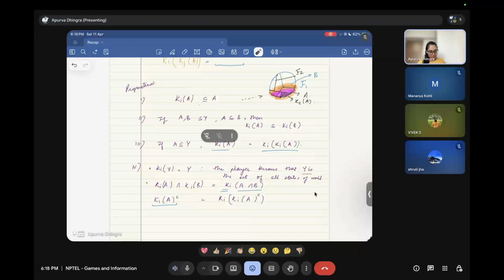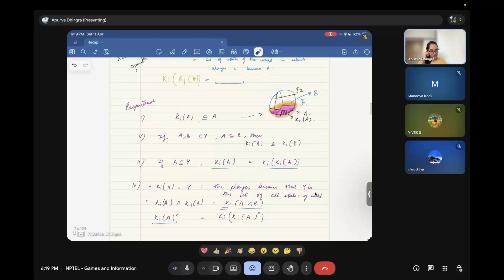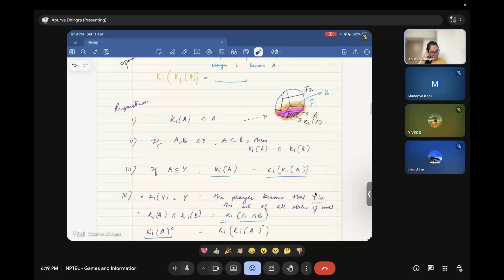Next one says that suppose there are two different events which are both some subset of the total state of the world, and there is a relation between those two events that A is a subset of B. Then the knowledge operator will also preserve that same subset relationship. That if A was a subset of B, then the knowledge of A will also be a subset of knowledge of B. And this can be understood through a simple diagram also.